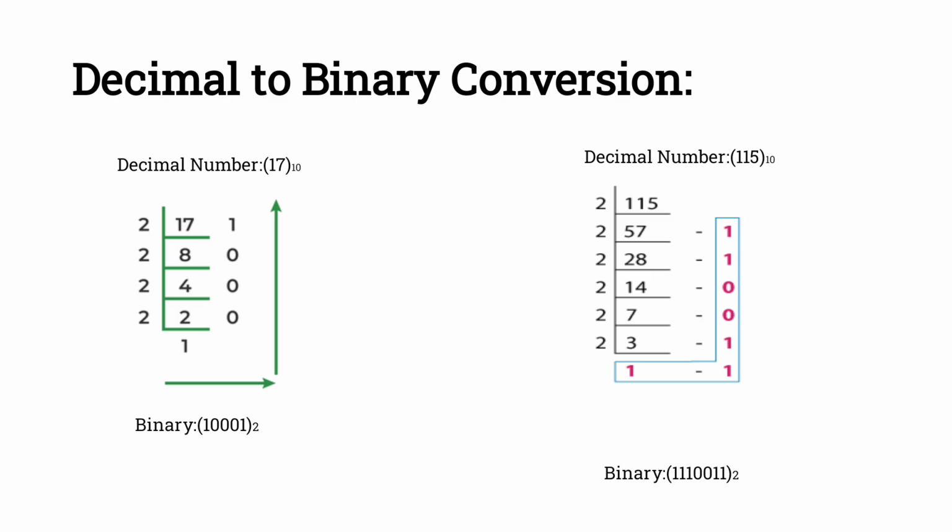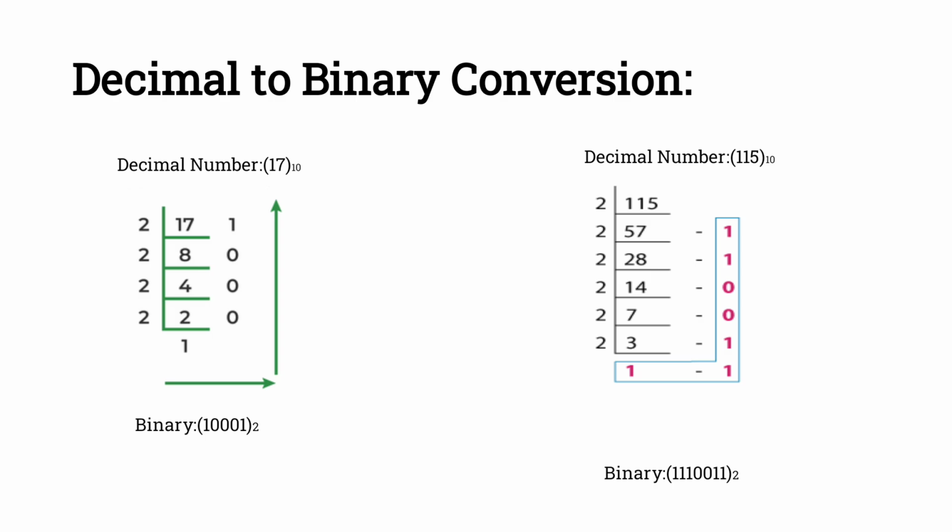For example, now we are going to take the value 17 with the base 10. In order to convert the decimal number into a binary number, we need to divide by 2. So 17 divided by 2, the remainder is 1 and the quotient is 8. Again, 8 divided by 2, the remainder is 0 and the quotient is 4. Again, 4 divided by 2, the remainder is 0 and the quotient is 2. Again, 2 divided by 2, the remainder is 0 and the quotient is 1.